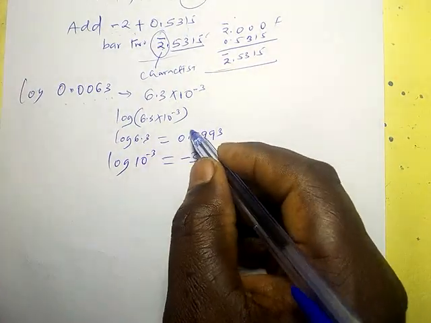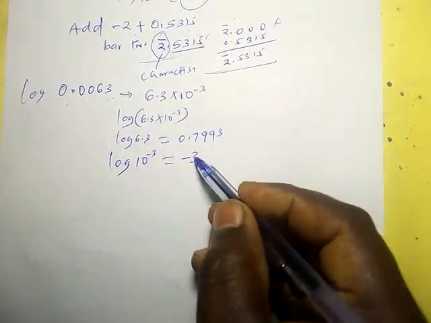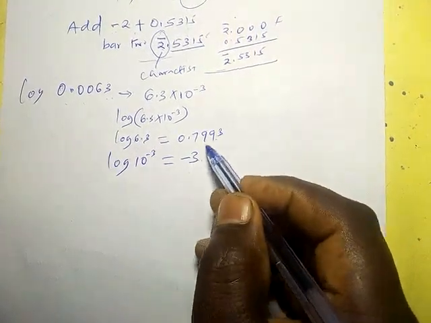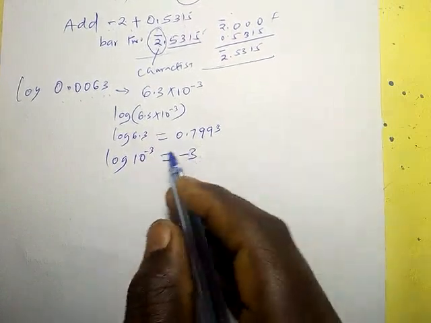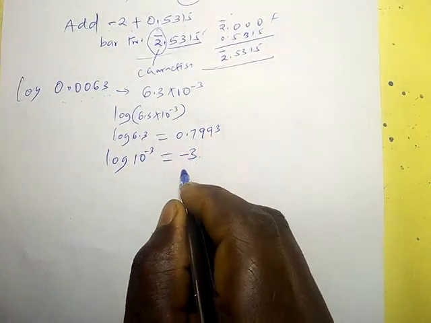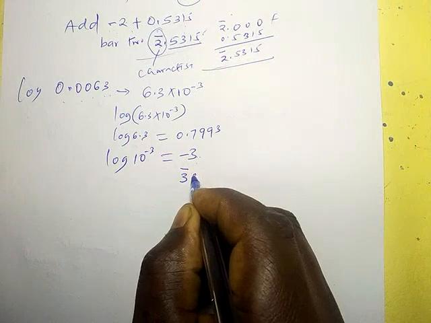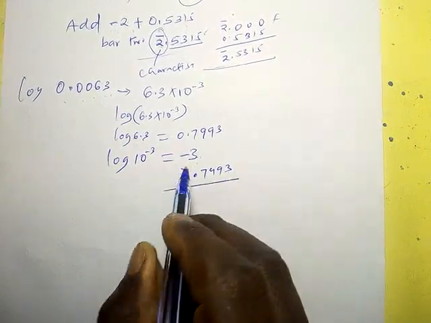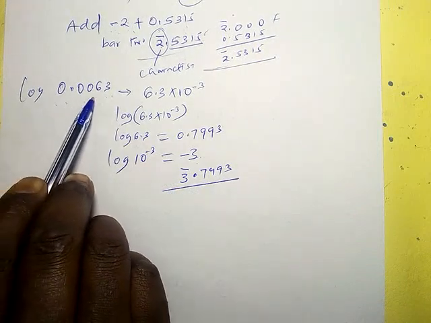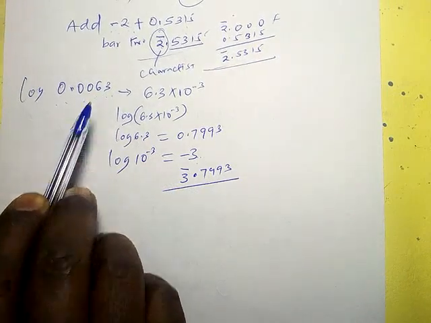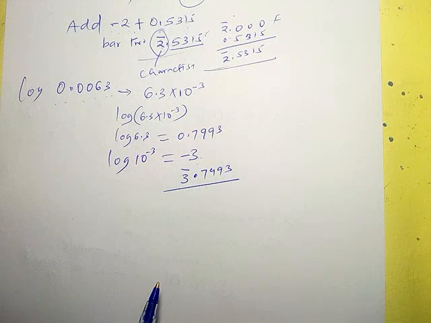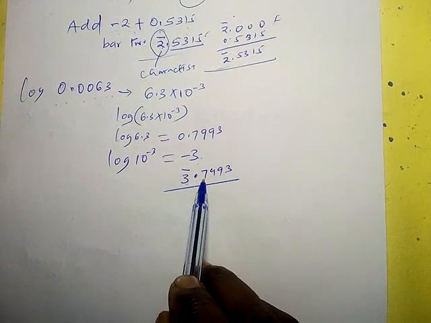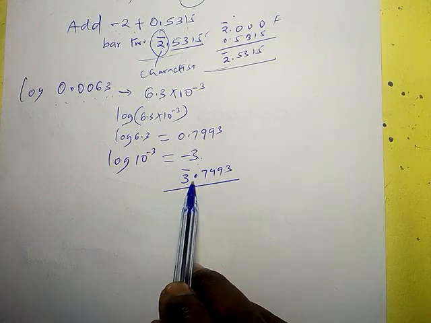Now we have the two parts of our logarithm. We have the first part, the whole number, which is the characteristic, and then the decimal part of it. So now you combine them, and this one is written as bar 3, then you add 0.7993, and that is the logarithm of 0.0063. This number is read as bar 3.7993, bar 3 point 7993.